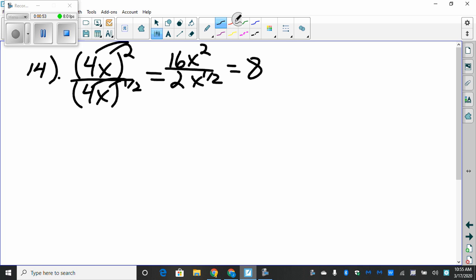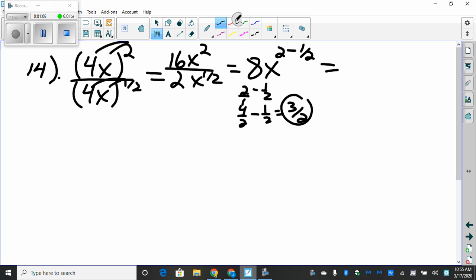x squared over x to the 1/2 is simply x to the 2 minus 1/2. Well, 2 minus 1/2 is 4 over 2 minus 1 over 2, which is 3 over 2. So that's going to become 8x to the 3 over 2. Okay, so hopefully you guys can follow that one.